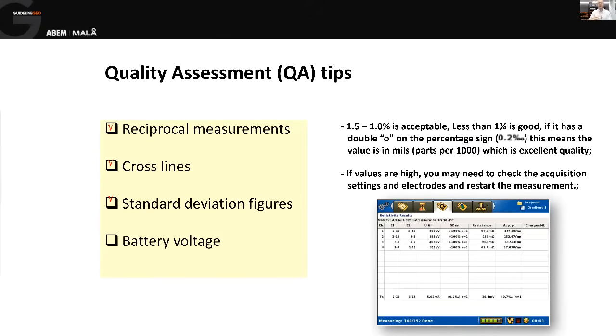If it's bigger, then we need to look at the settings that we've used, make sure that we're using good settings for the environment we're working in, and then double check our electrodes. Do we need to improve the contact resistance on those electrodes so that we can get more current into the ground?